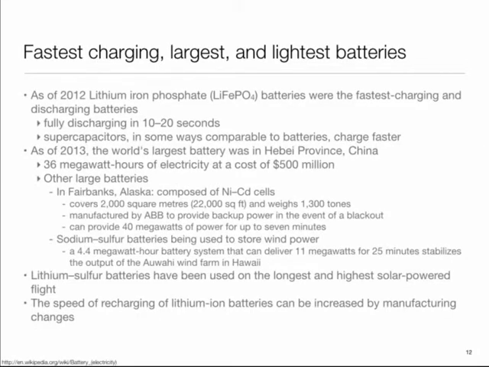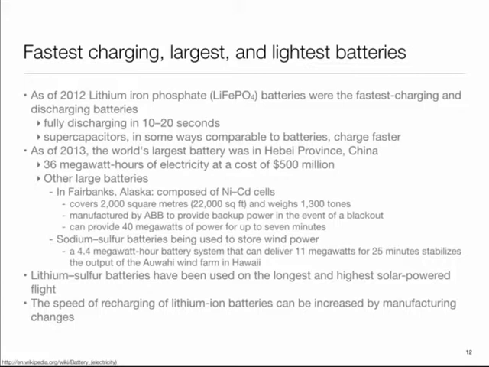Finally, before we turn to modeling batteries: as of a few years ago, lithium iron phosphate batteries were the fastest charging and discharging batteries out there. In 10 to 20 seconds, they can fully charge and discharge. Supercapacitors are the next best thing; we can charge them very rapidly. As of 2013, the largest battery was in China, $500 million, 36 megawatt hour. Obviously not for our cell phones, it's for the grid. Other large batteries are in Alaska and so on and so forth. So there are these huge banks of batteries and all.